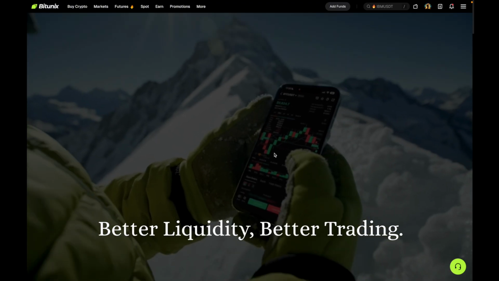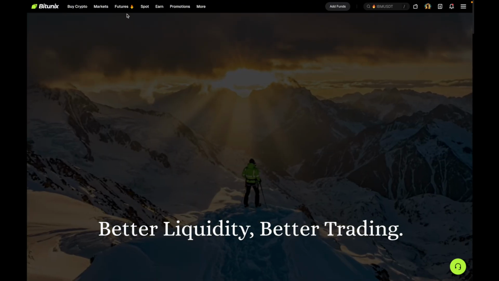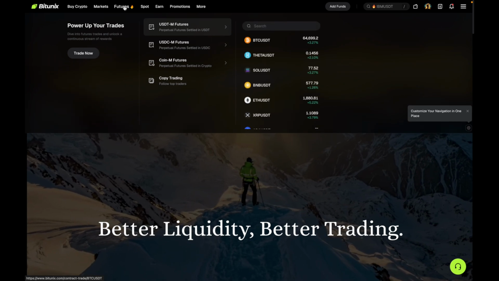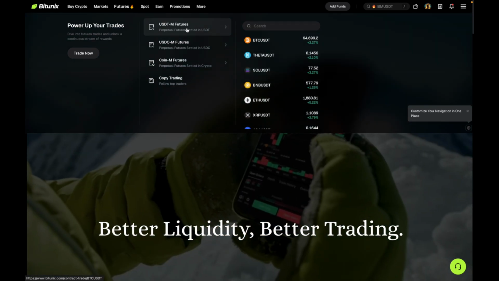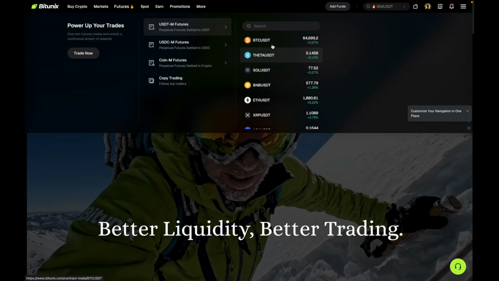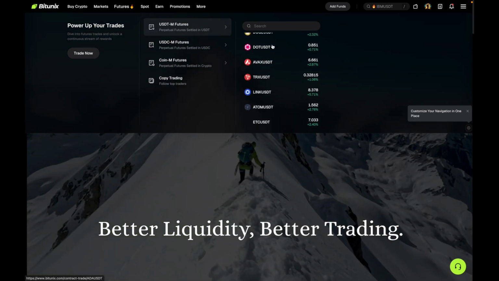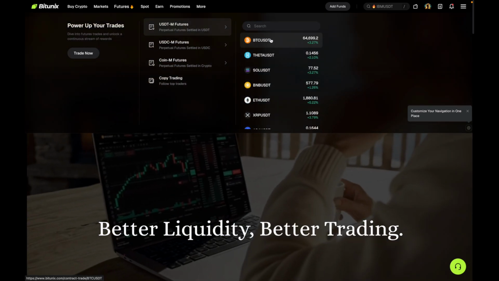Okay, here we are on BitUnix. So the first thing you want to do is head up to futures at the top here, and the one we want is USDTM futures. Now, of course, you can search a very wide variety of coins in here. Today, though, we're just going to go with Bitcoin.